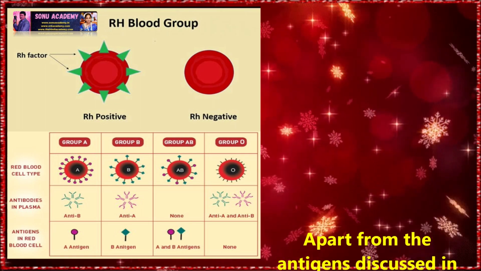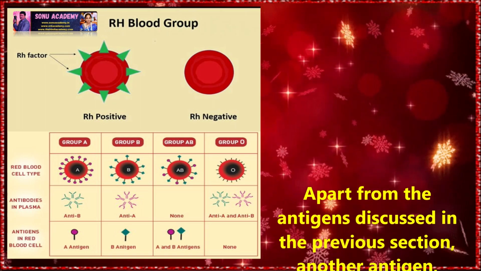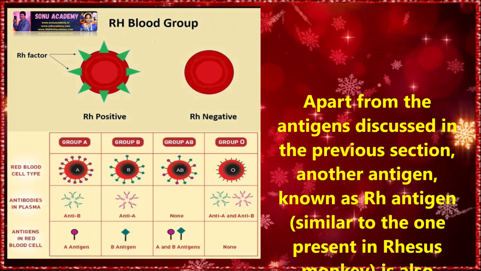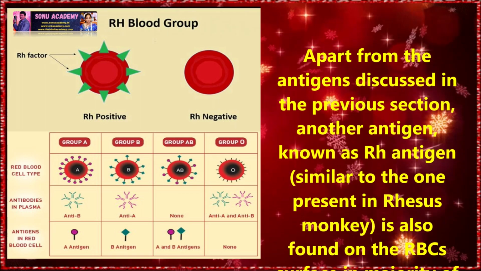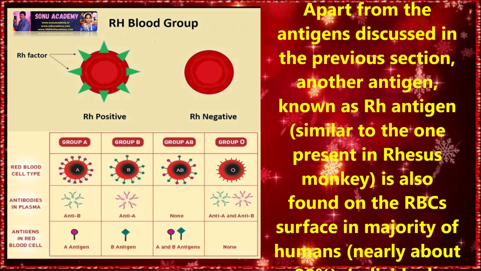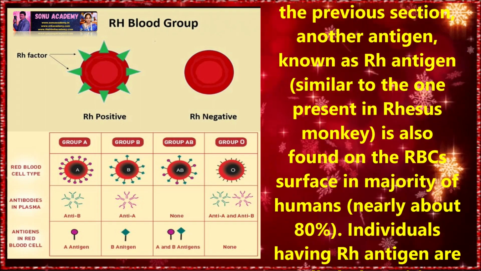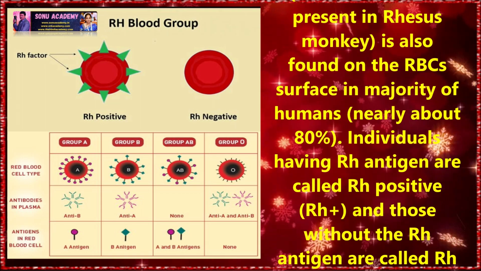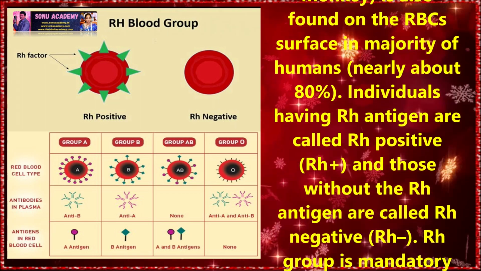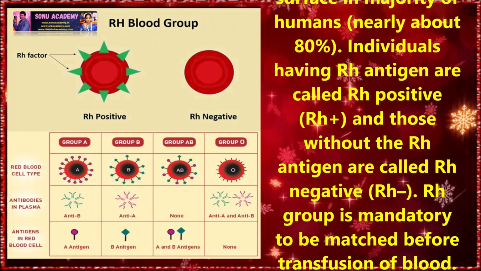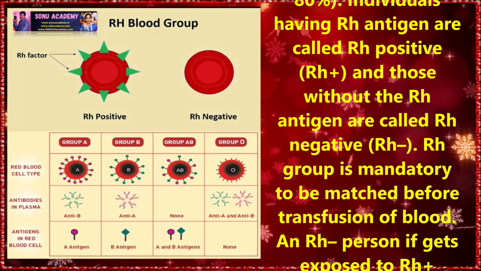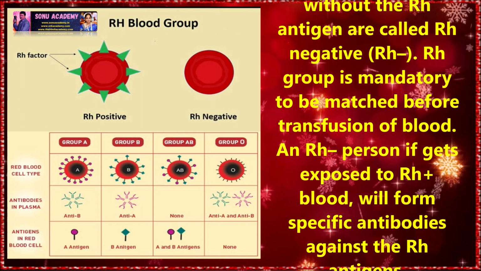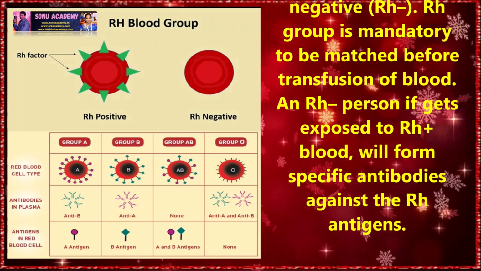Children, now let us discuss RH grouping. Apart from the antigens discussed in the previous section, another antigen known as RH antigen, similar to the one in the rhesus monkey, is also found on the RBC surface in the majority of humans, nearly about 80%. Individuals having RH antigen are called RH positive and those without RH antigen are called RH negative. RH group is mandatory to be matched before transfusion of blood.